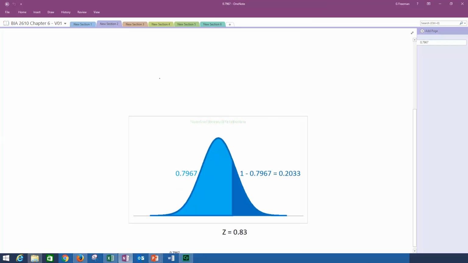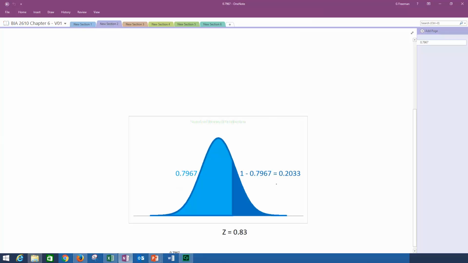The probability that you're smaller or equal to 0.83 is 0.7967. So the probability that you're larger than 0.83 is going to be 0.2033. You just subtract it from 1. And this is the likelihood that you're going to have a stock out. So there's over a 20% chance that that 20 gallons isn't going to be enough. And that's not a good situation.